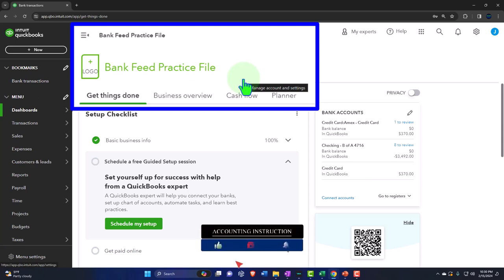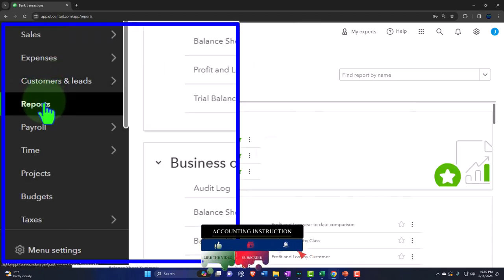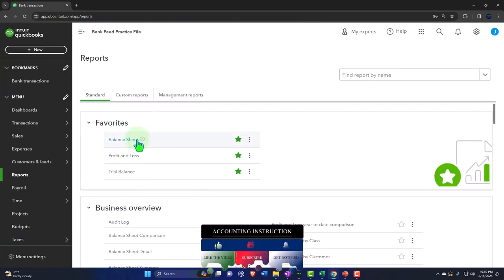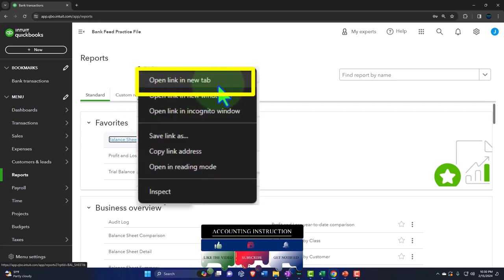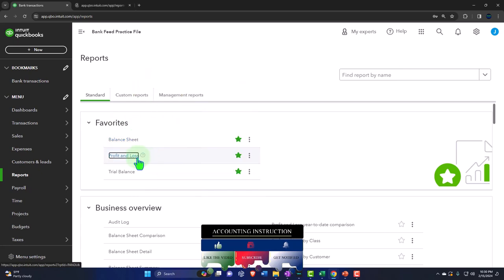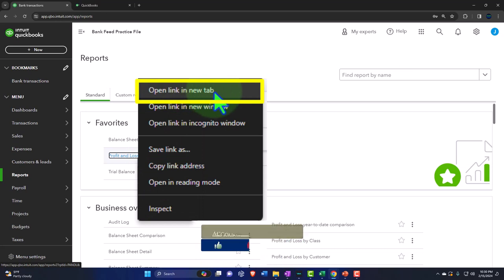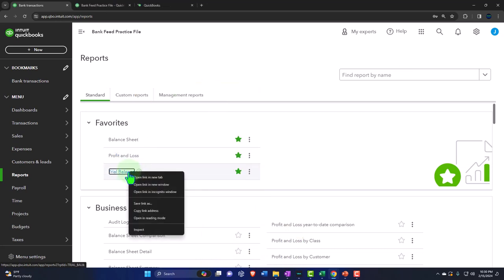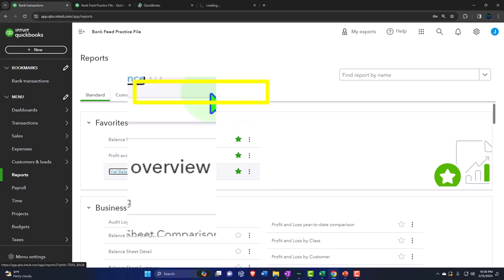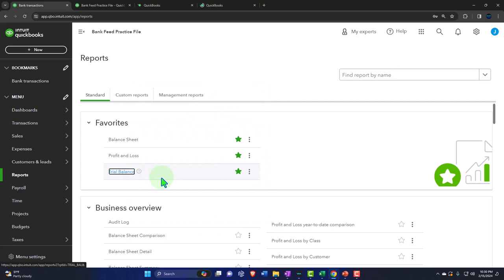Here we are in our QuickBooks Online bank feed practice file we set up in a prior presentation. Let's open those major financial statement reports like we do every time. The reports are on the left-hand side. Within the favorites, we're going to right-click on the balance sheet to open a link in a new tab, right-click the profit and loss or income statement to open a link in a new tab, and do the same with the good old trusty trial balance. If you don't have the trial balance in your favorites, you can search for it.